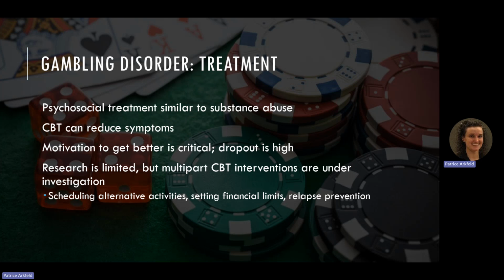Oftentimes, with treatment for gambling use disorder, dropout is extremely high. People want to get better, but they have to maintain that motivation over time. And once that motivation drops off, we see a lot of folks dropping out of treatment because they're like, this isn't working for me, I'd rather do something else. So, oftentimes, as well, money becomes a huge topic of treatment. All of the CBT that you're engaging in is talking about how much money is coming in, where is that money going, what money is being used to pay bills, what money is going to your spouse to pay off debt, like where is the money going?